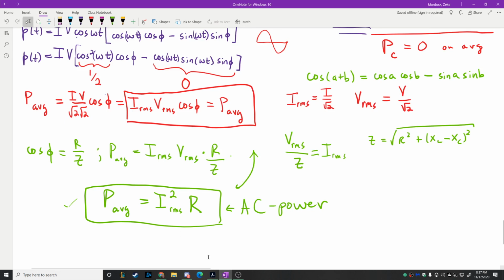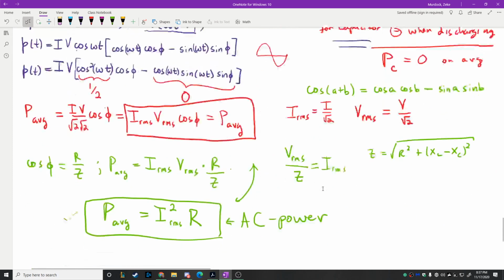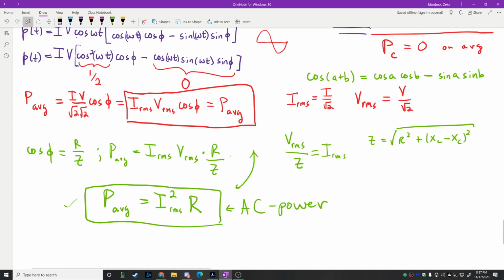This also shows you that what we said a second ago is true, right? I said that on average, the inductor doesn't do anything for the power. On average, the capacitor doesn't do anything for the power. And lo and behold, that's what this equation tells us: the average power has nothing to do with the inductor or the capacitor. Although if you look at this equation, it kind of does.